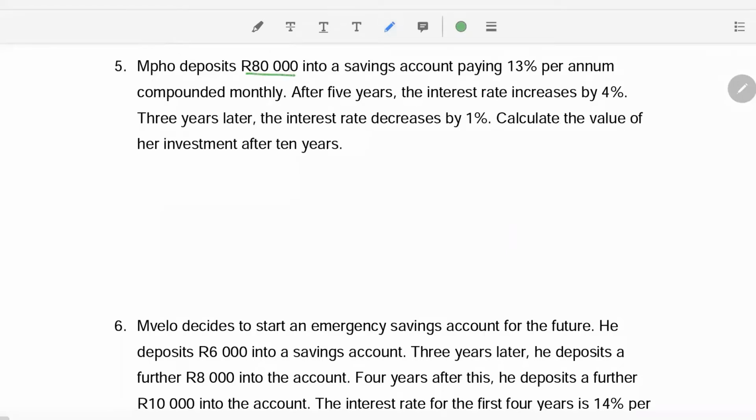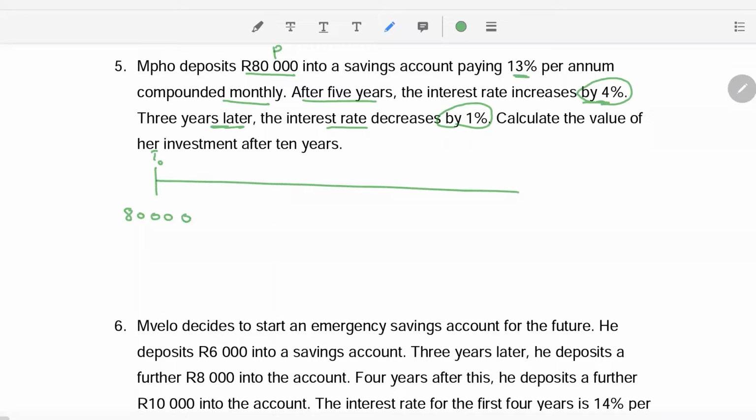Paul deposits 80,000. So this is the principal amount there into a savings account, paying 13% per annum compounded monthly. After 5 years, the interest rate increases by 4%. 3 years later, the interest rate decreases by 1%. So let's draw the timeline to visualize what is happening. So at the beginning of time, 80,000 was deposited, and it earned an interest of 13% compounded monthly over 5 years. 5 years later, so that is T5, the interest rate changed.